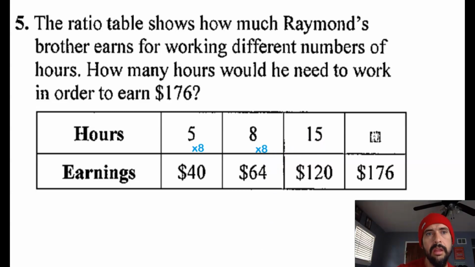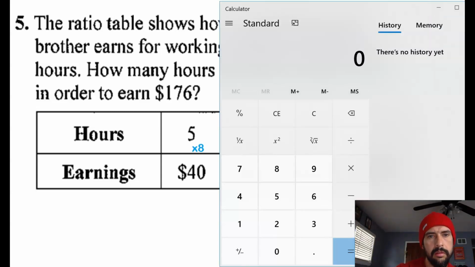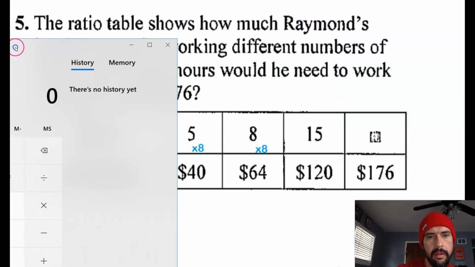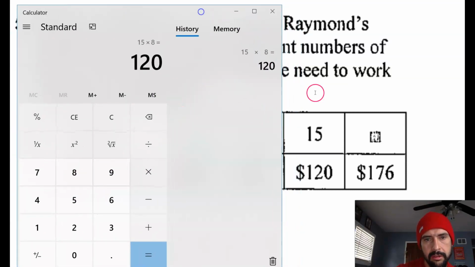I'm going to pull it out. There he is. So I said 15 times 8, right? Because that's the pattern I'm going with. I'm multiplying by 8. 15 times 8 equals 120, so it checks out. So the next thing I know is this number times 8 is going to give me 176.